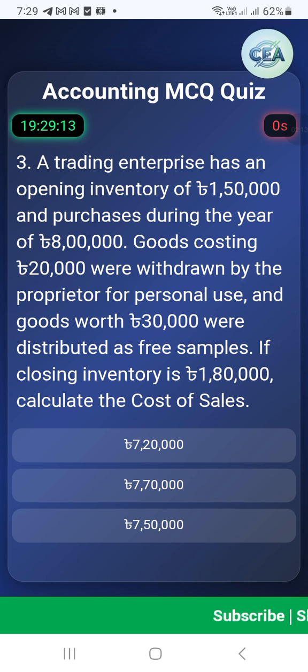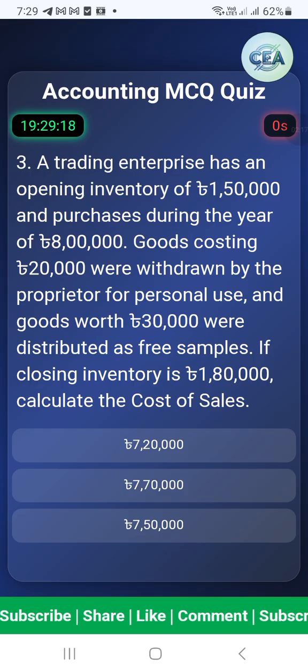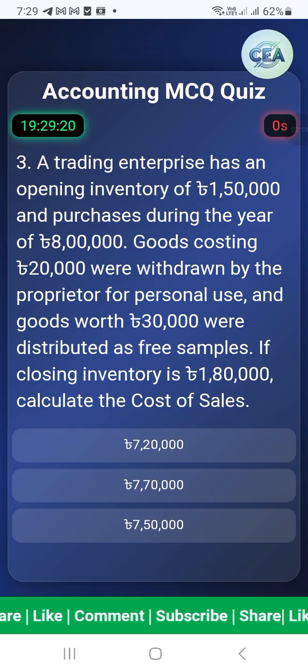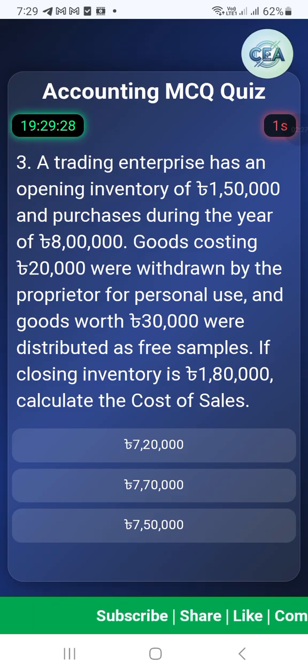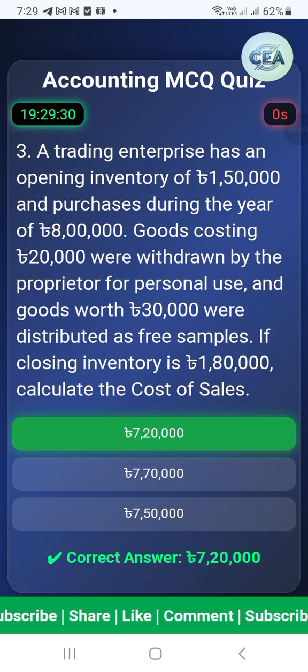Option 1. 720,000 takas. Option 2. 770,000 takas. Option 3. 750,000 takas. Correct answer is 720,000 takas.